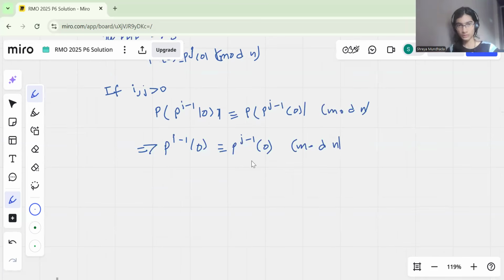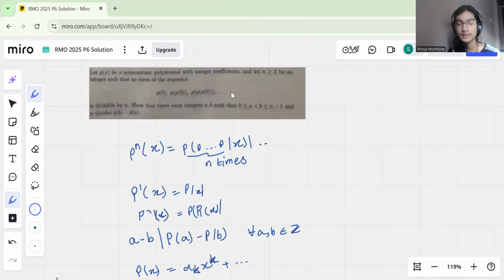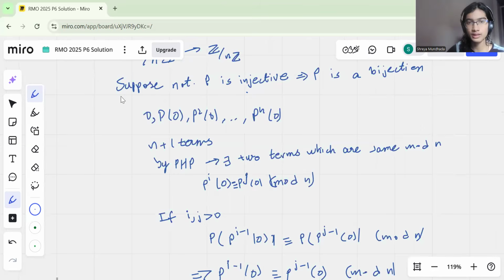So you can keep taking it down. Eventually, since i is not equal to j, one of them will hit 0. So if i is less than j, then we get that p to the j minus i of 0 is congruent to p to the i minus i of 0, which is p to the 0 of 0, so 0 mod n, which is what we wanted. So we've got a term in the sequence which is divisible by n, and this violates the condition. So yes, we have a contradiction.